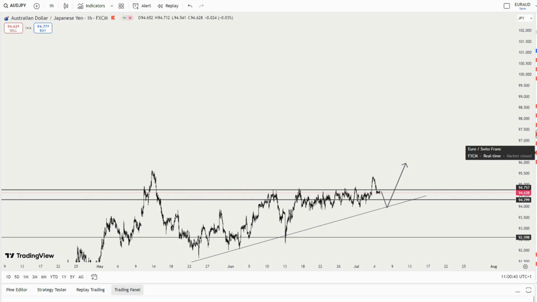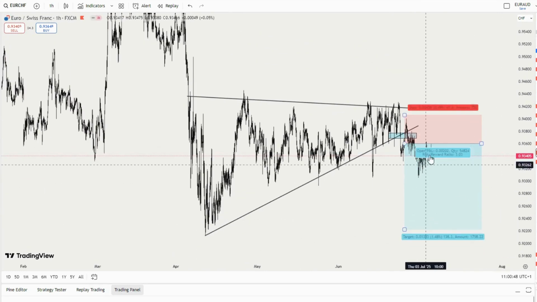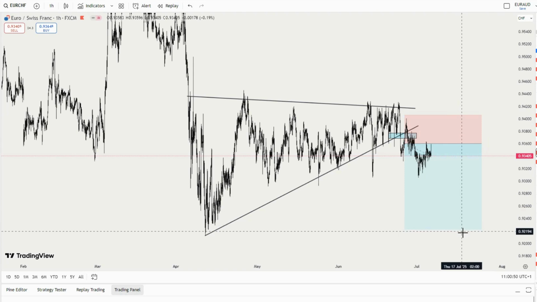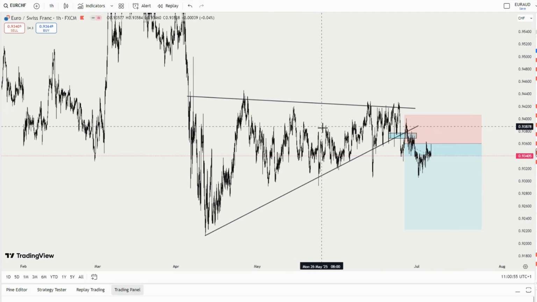So on Euro Swiss franc, this one is a long-term sell setup back to 0.9224, but I don't like how this pair moves. Euro CHF is not that pair that will just move like that. It always has a lot of ranging, a lot of back and forth before it will move in one direction. So that pair is not a pair that I really like.